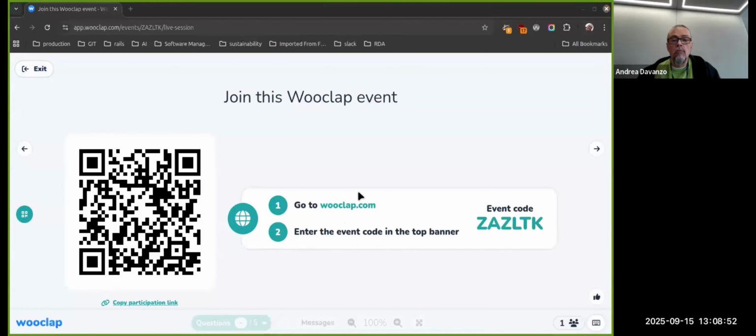Here we go. Okay, so do you see the Wooclap page? Now you can access Wooclap. You can go to the wooclap.com website and use the code that you see for the event, or you can use your mobile phone if you want to connect on mobile. Scan the QR code. I see that already 4 persons joined.